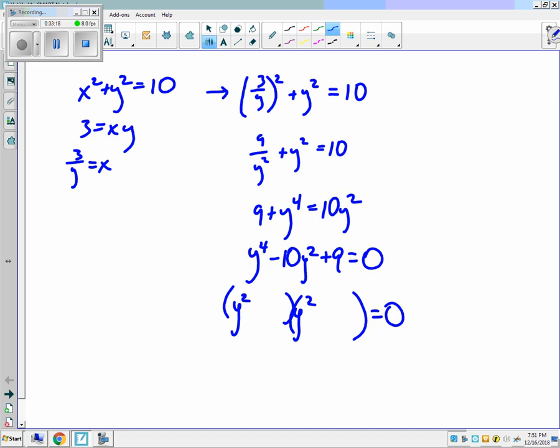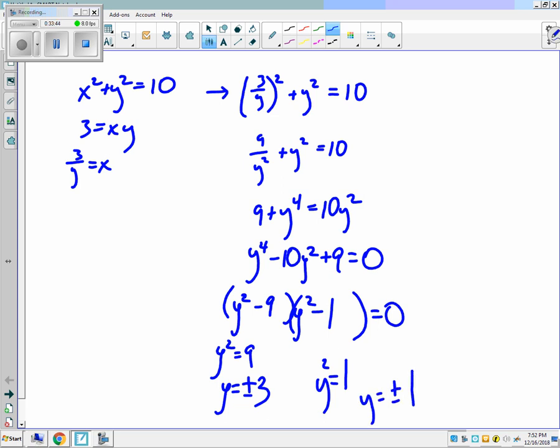2 factors of 9 that add up to give me negative 10. Negative 9 and negative 1. So that gives me y squared equals 9. Y would equal, careful, plus or minus 3. Y squared equals 1. Y is going to equal plus or minus 1.